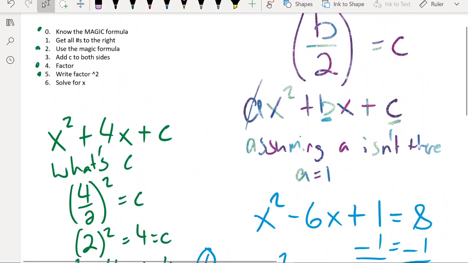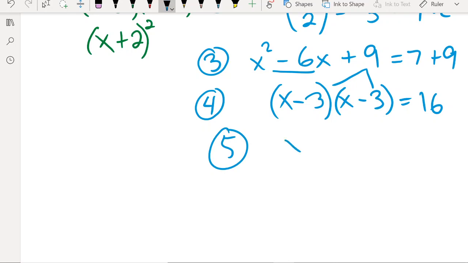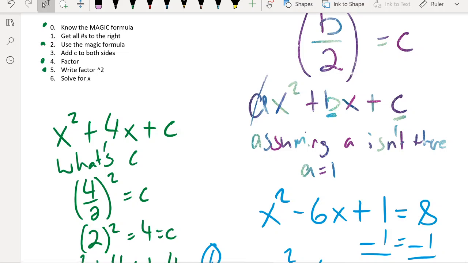All right, step 5 was to write the factor squared. This is a pretty baby step. It's not a huge deal, but I kind of figured I'd write it in here just to be clear. All right, so x minus 3 quantity squared equals 16, and now we solve for x.